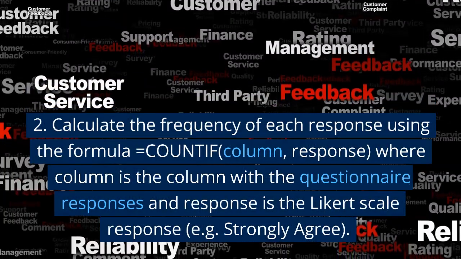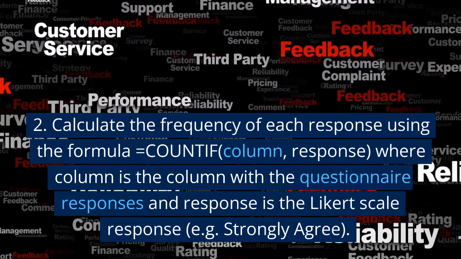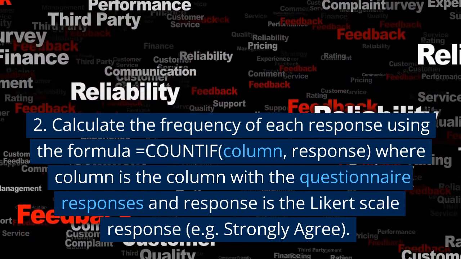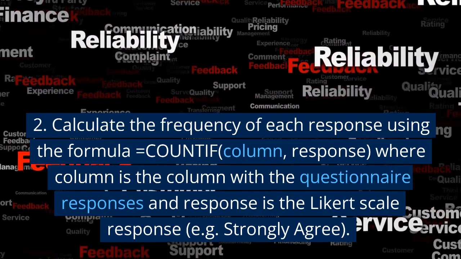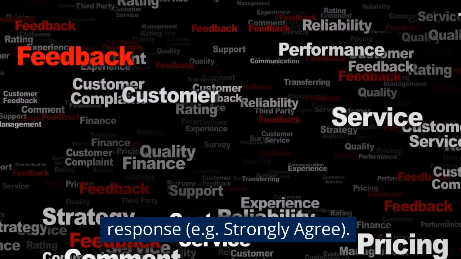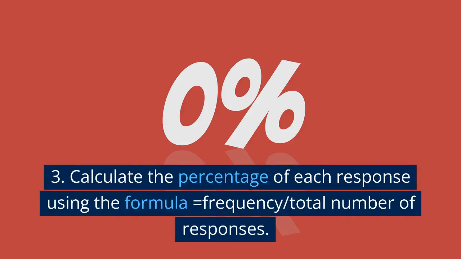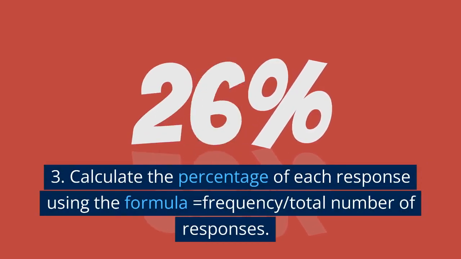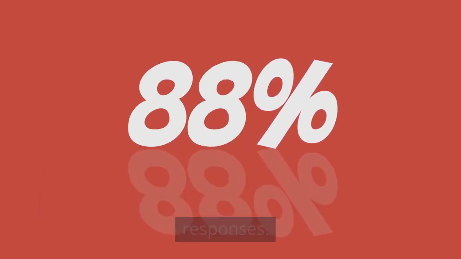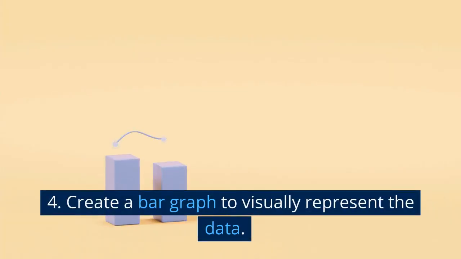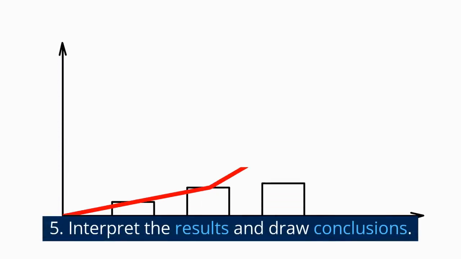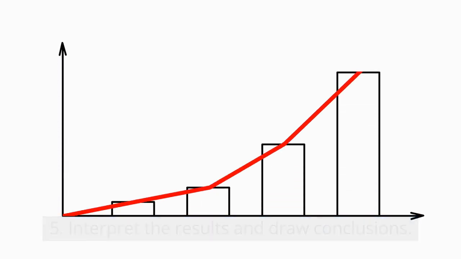2. Calculate the frequency of each response using the formula =COUNTIF(column, response), where column is the column with the questionnaire responses and response is the Likert scale response, e.g. strongly agree. 3. Calculate the percentage of each response using the formula =frequency/total number of responses. 4. Create a bar graph to visually represent the data. 5. Interpret the results and draw conclusions.